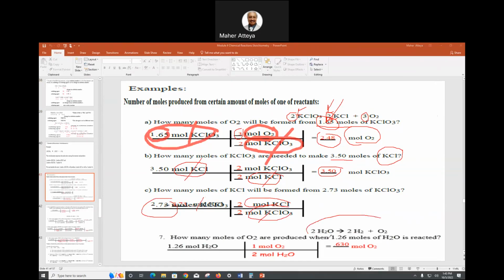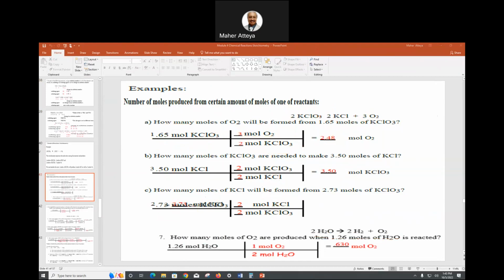Let's look at this one here. Now let's look at this. I have here, guys, 2 moles of H2O giving 2 moles of hydrogen and 1 mole of oxygen. How many moles of oxygen are produced when 1.6 moles of H2O?